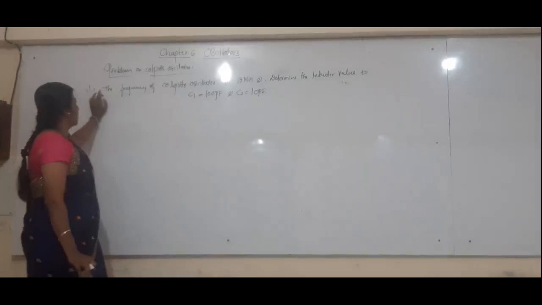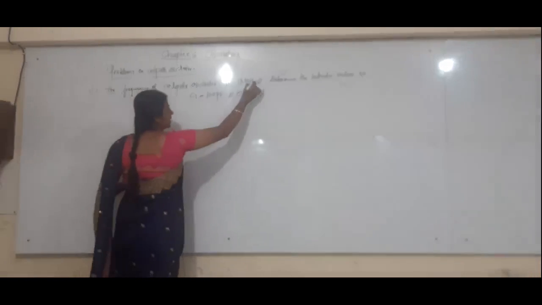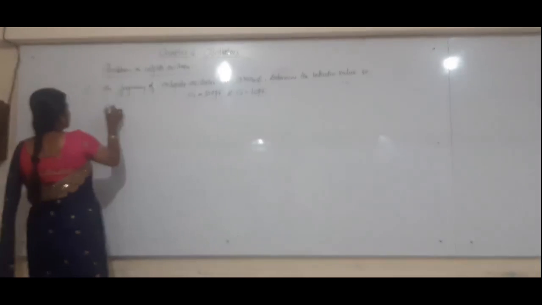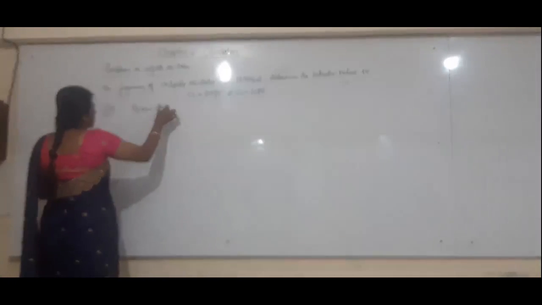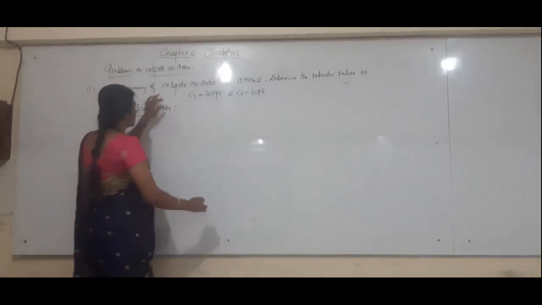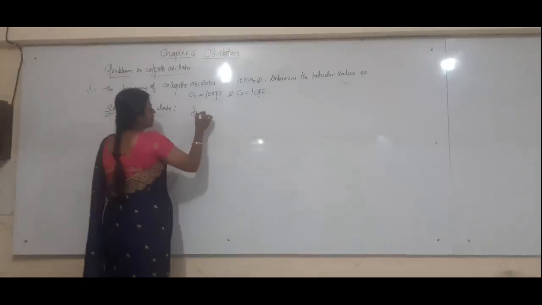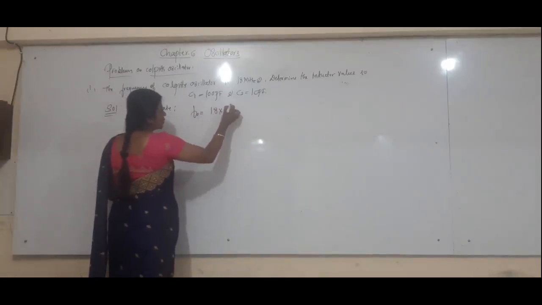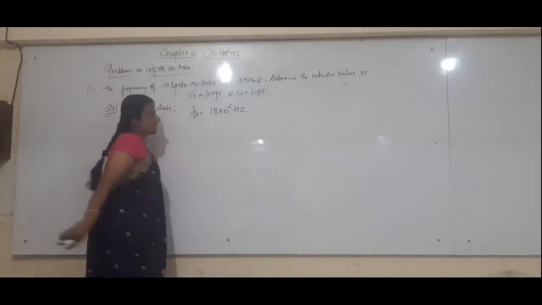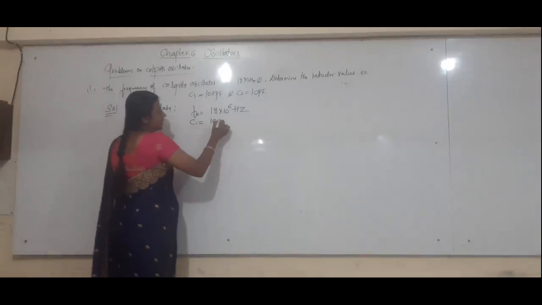Here, whatever data is given, first write that down. That data is nothing but your solution. So in the solution we have to write the given data. They have given the frequency of oscillation. So the frequency of oscillation is how much? 18 megahertz. Mega means how much? 10 raised to 6 hertz. Frequency is given, as well as capacitance C1 is 100 pico. Pico means what?